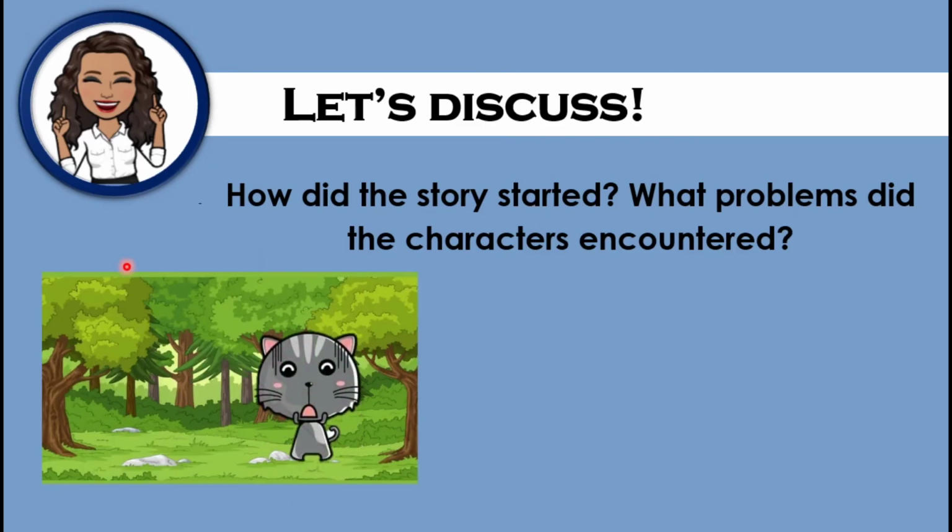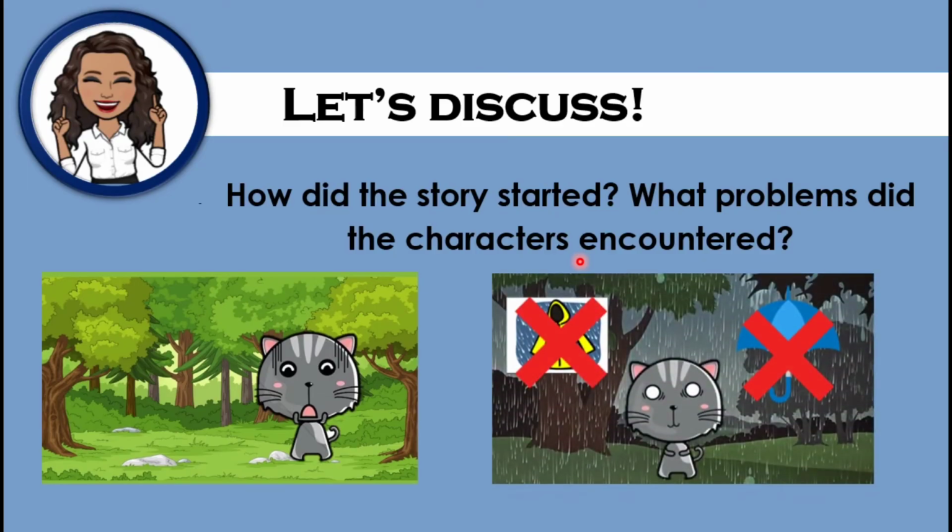Very good! The story started when the gray cat got lost in the middle of the woods. How about the problem that he encountered? You got it right once again. The problem in the story is that it rained heavily, and the gray cat and the yellow cat didn't have a choice but to stay at the mysterious house.